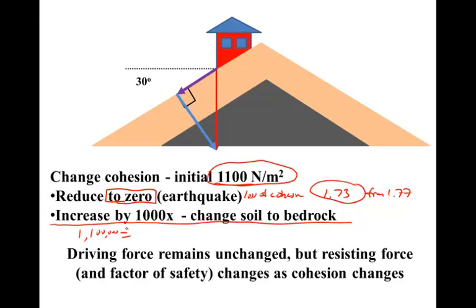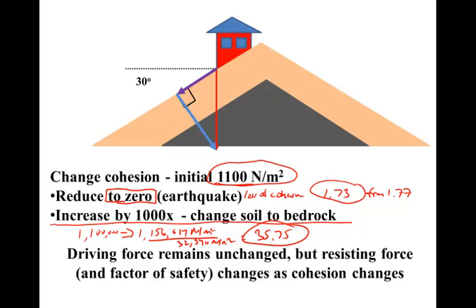Our total resisting forces are 1,156,014 newtons per square meter divided by our driving force, 32,340 newtons per square meter. Our new factor of safety becomes 35.75. Slope is now extremely stable. Resisting forces are almost 36 times larger than the driving forces.